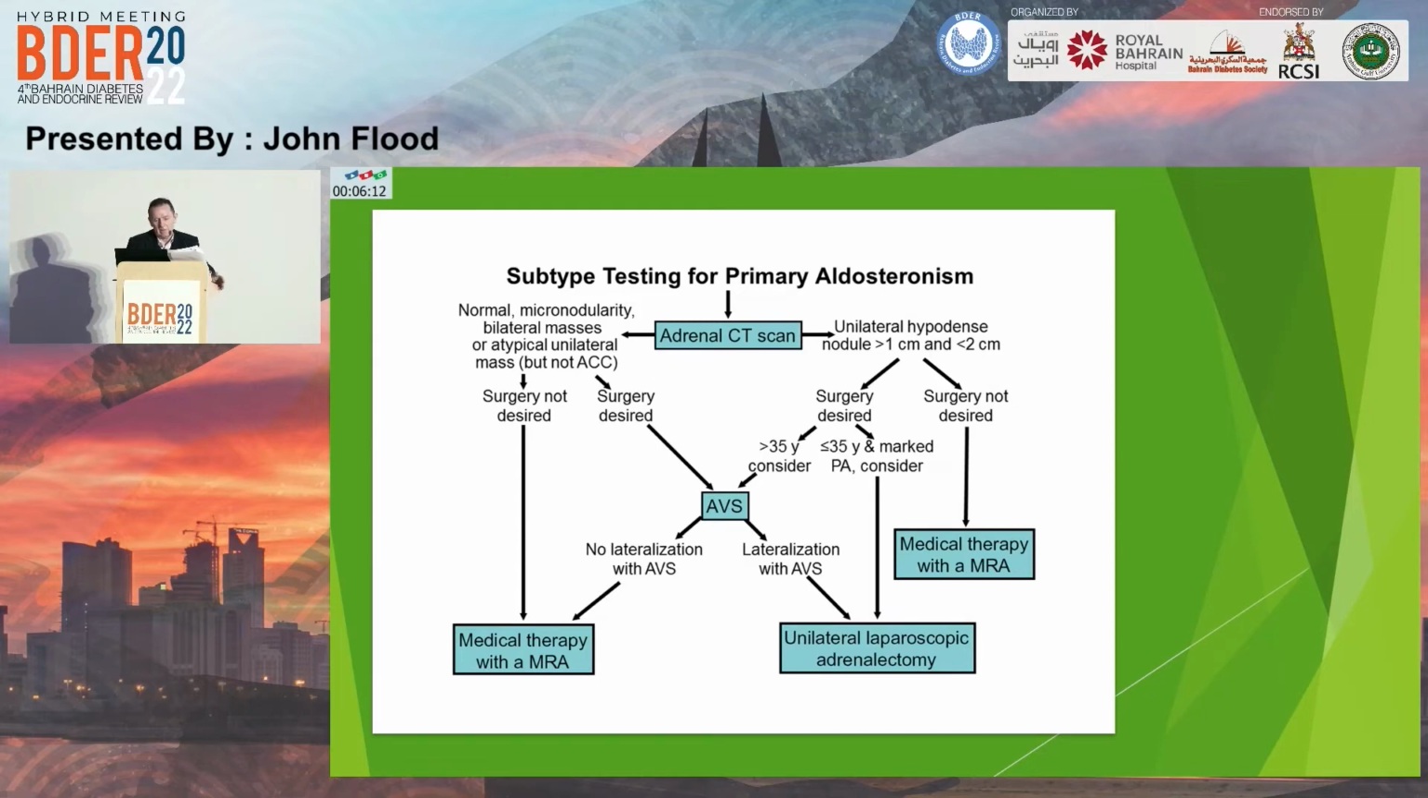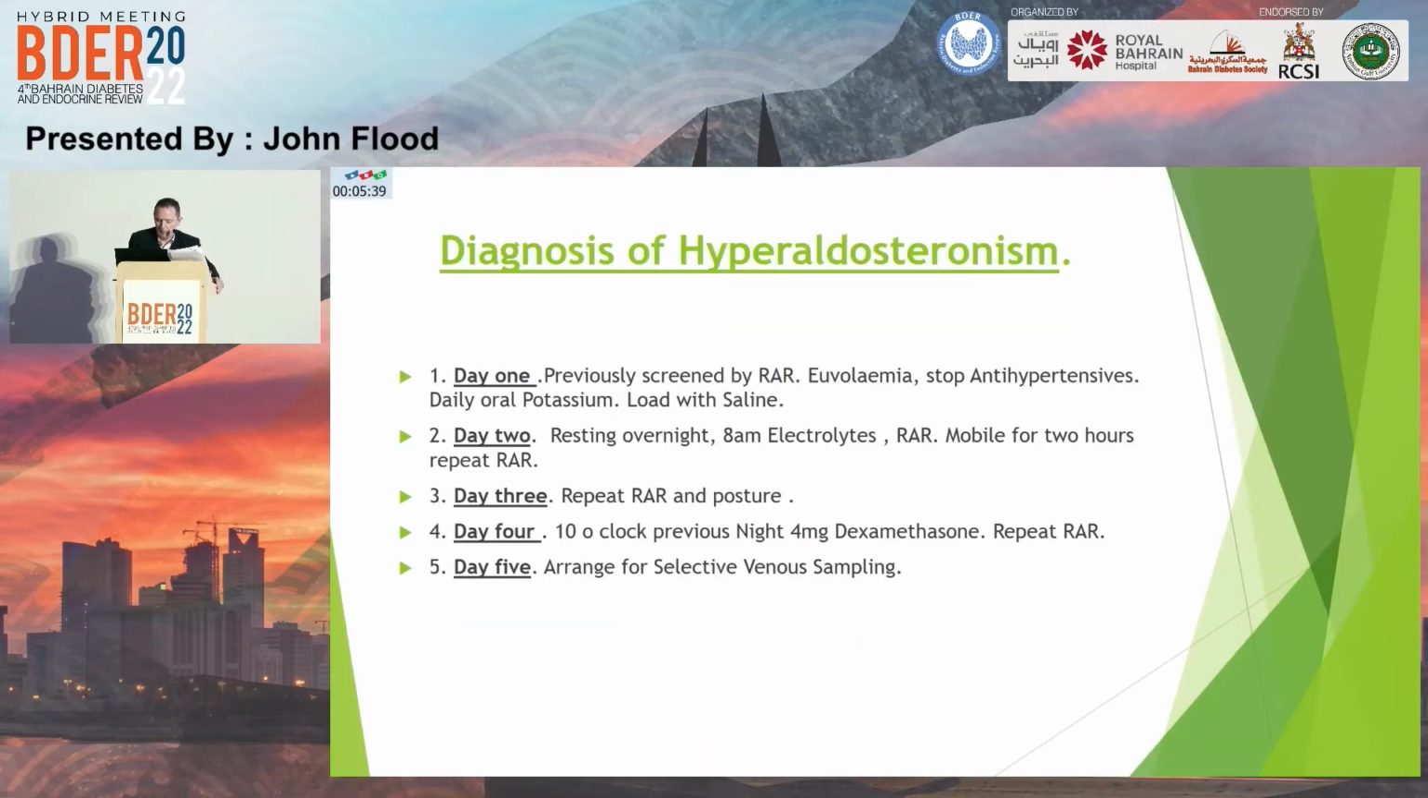The problem with it is that it's not available in Bahrain. It's not available in quite a large number of places. It's a highly skilled way of investigating the source of the aldosterone. Not all radiologists can do it, and it has a certain amount of morbidity attached to it. For example, you can cause hemorrhage into the adrenal gland. You can misplace the catheter. You can put the catheter through the inferior vena cava. So it's not quite as innocent a procedure as people make out. But if it's done by a very skilled radiologist, it's highly successful and very helpful.